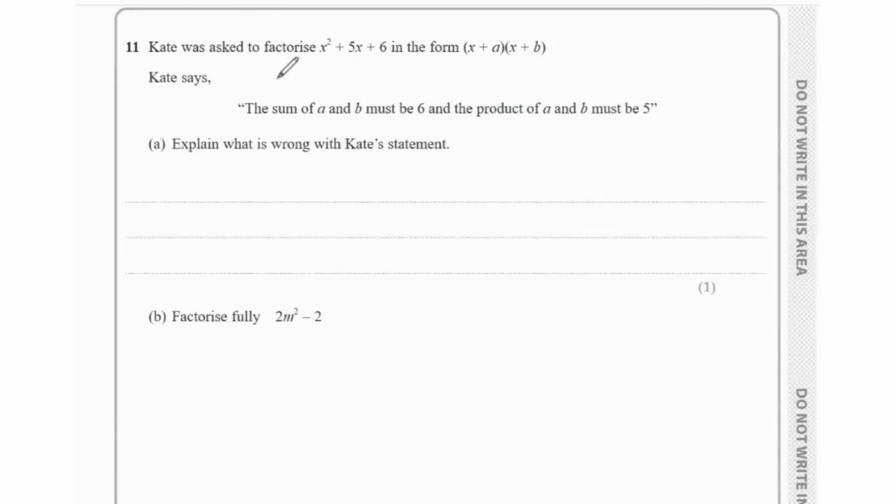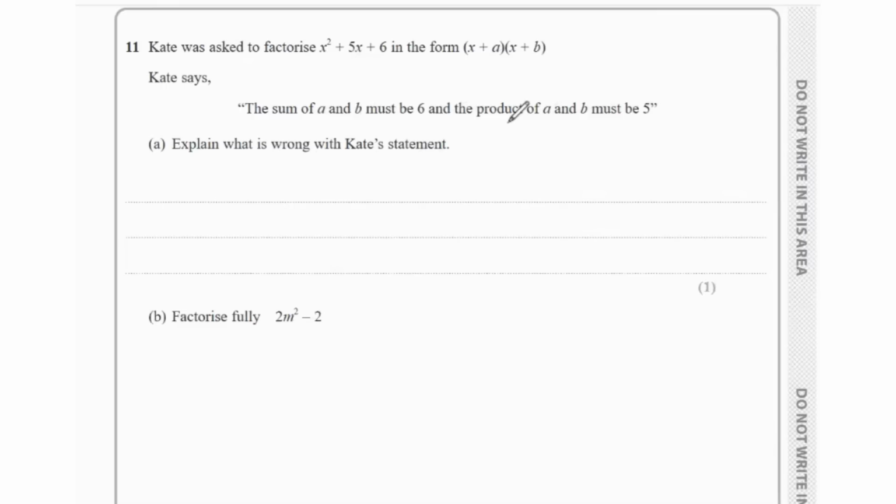Question 11 says Kate was asked to factorize x squared plus 5x plus 6 in the form of x plus a times x plus b. Kate says the sum of a and b must be 6 and the product of a and b must be 5. Explain what is wrong with Kate's statement.